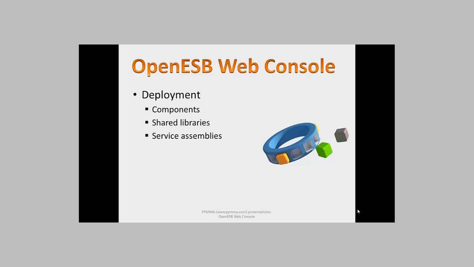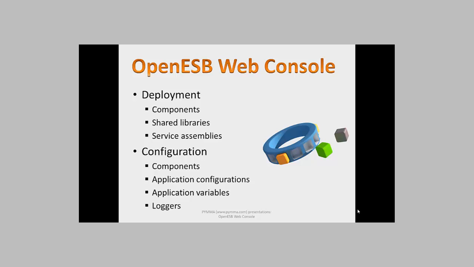The console is used to deploy OpenESB components and applications, like service engines, binding components, shared libraries, and service assemblies. Use the console to set up the component configuration, application configuration, application variables, and your logger as well. The most common features of the Glassfish console can be found in the OpenESB web console.